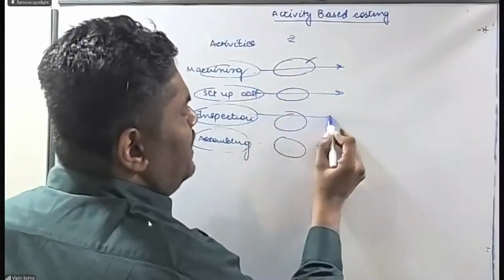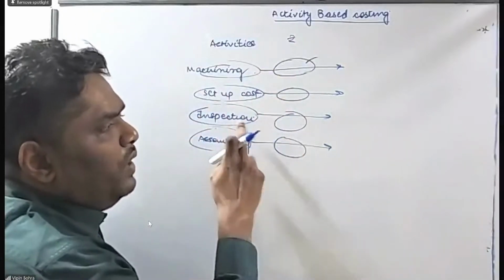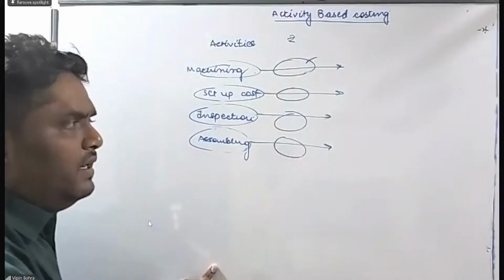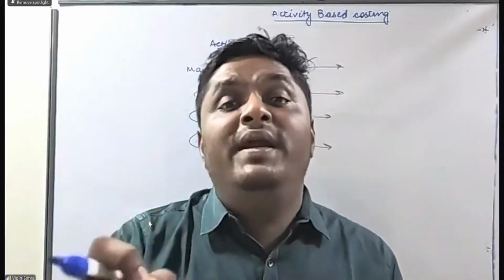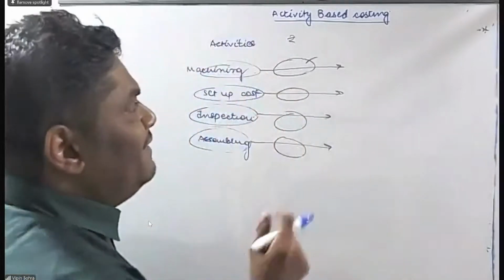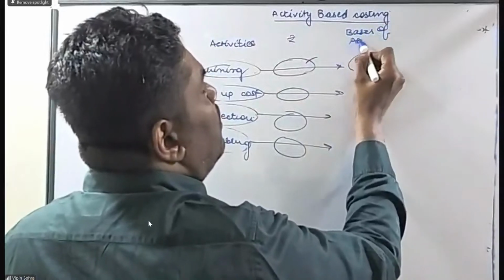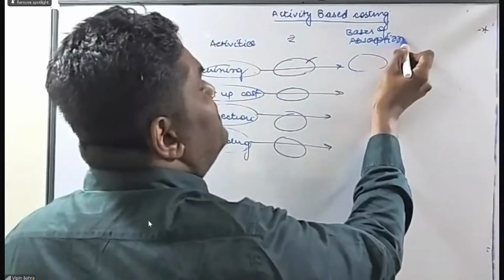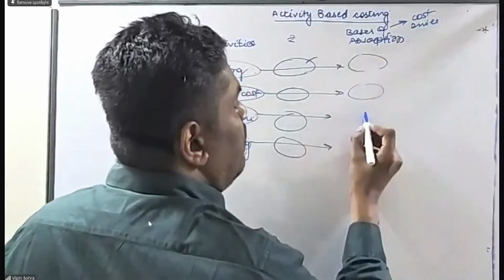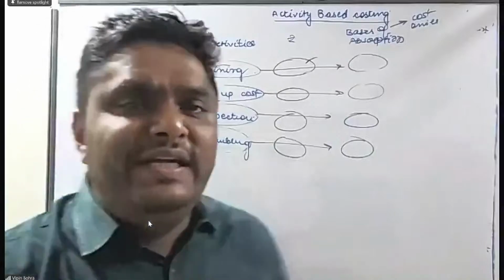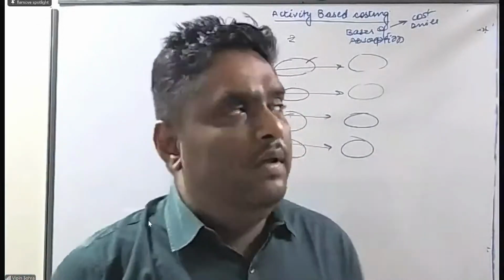So we are ready with the total cost. That is, this activity had this much expense, that activity had that much expense. Now, for every activity, there will be a separate basis of absorption. We call it as cost driver.